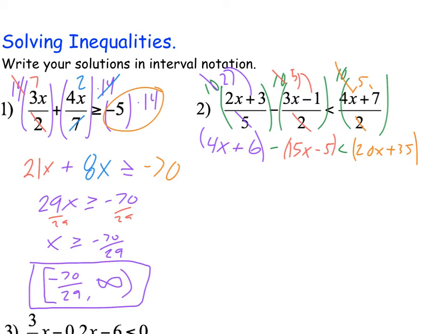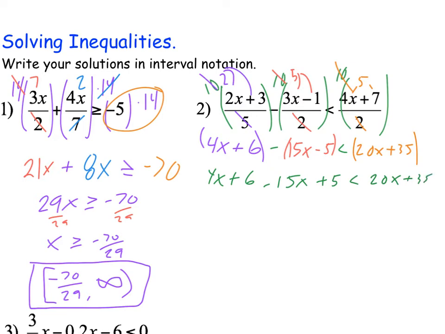So as I try to simplify this, that purple set of parentheses really isn't doing anything, so just 4x plus 6. Now as I look at this next set, minus 15x, and then minus negative 5, so that's going to be plus 5. So there we see what the parentheses are for, to change that second sign, and then less than, and then the orange parentheses aren't doing anything, so it's just 20x plus 35.